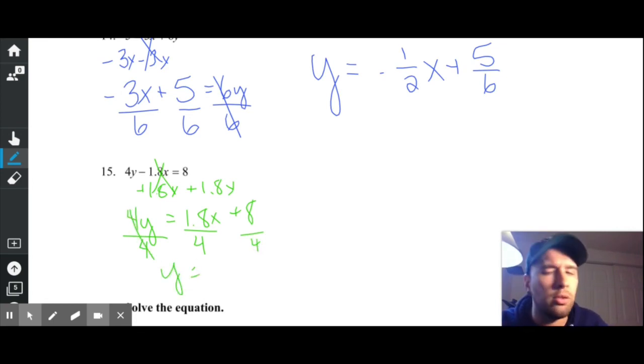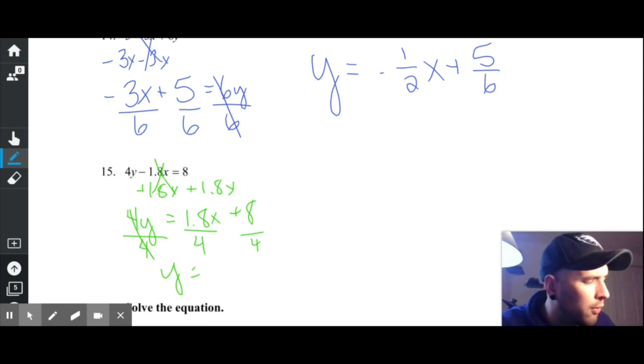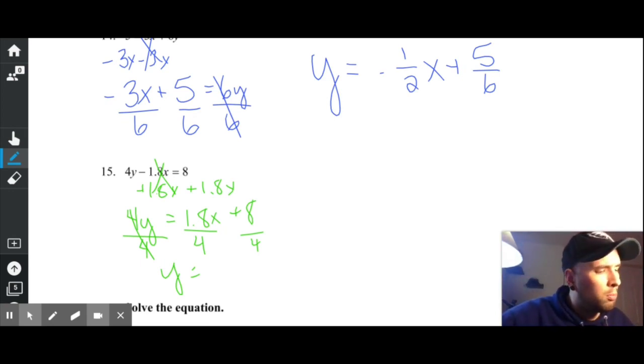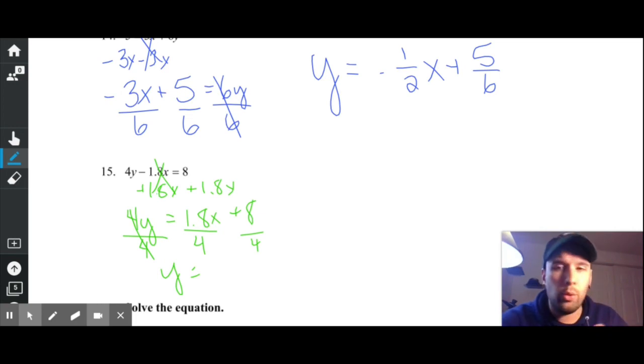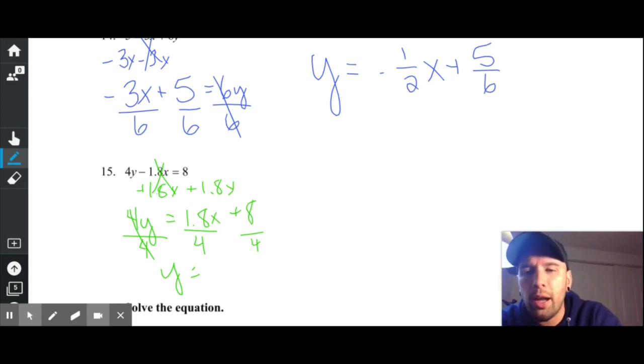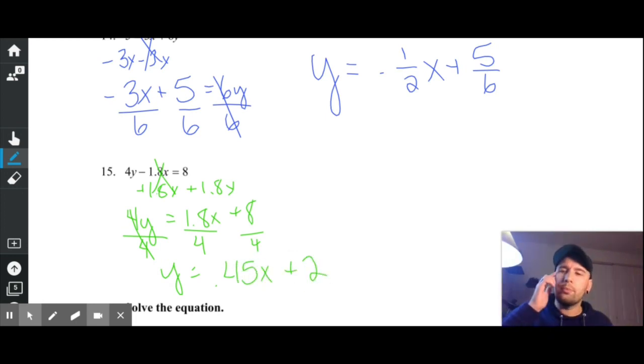Y equals, I think 1.8 divided by 4 could be 0.2, but I'm going to use Mr. Calculator to do the heavy lifting for me. 1.8 divided by 4 is 0.45. I was way wrong. 0.45x plus 2. I can handle that second part. I can handle it just fine.